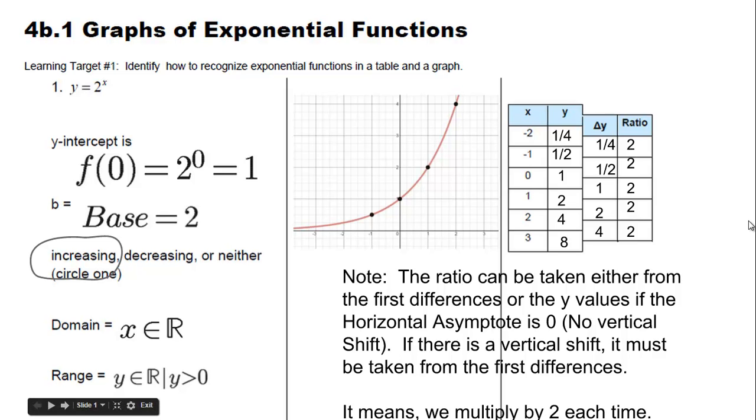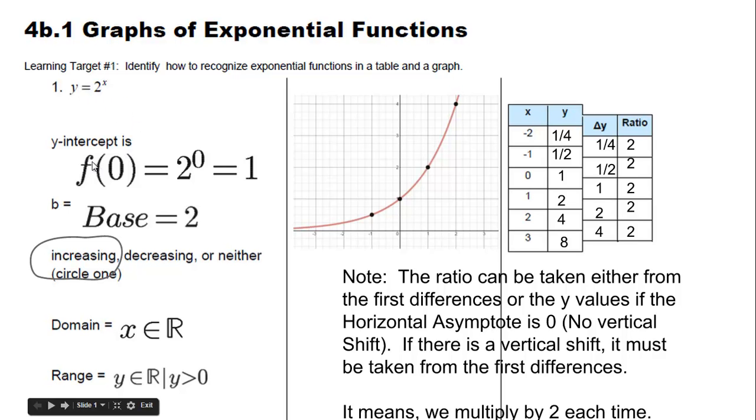Okay, welcome to our first lesson on exponential functions. This lesson is intended to be an investigation, so we're just going to walk through the answers to the investigation. The first one that we graph is the exponent, or y equals 2 to the x.